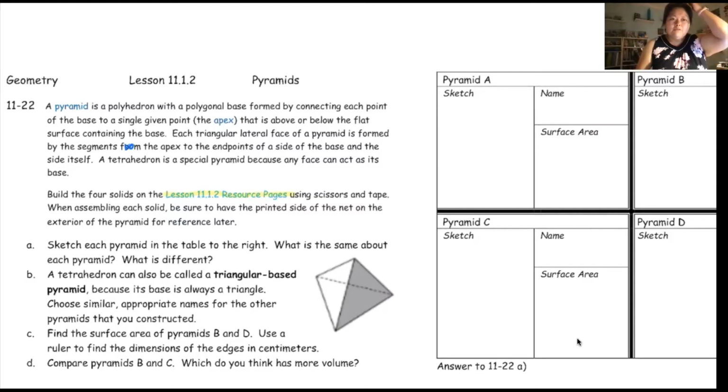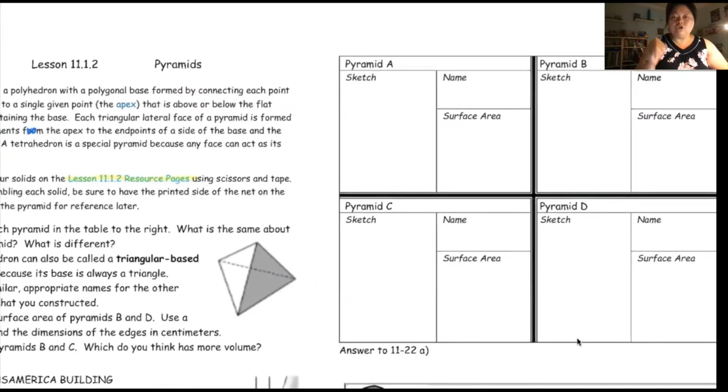So you built the 4 solids, which you already did. Now you're gonna sketch each pyramid in the table to the right. What is same about each pyramid? What is different? Well, first things first, let's start with the first pyramid. Pyramid A has a triangular base. So we briefly did this in the homework before, so we're going to try this again.